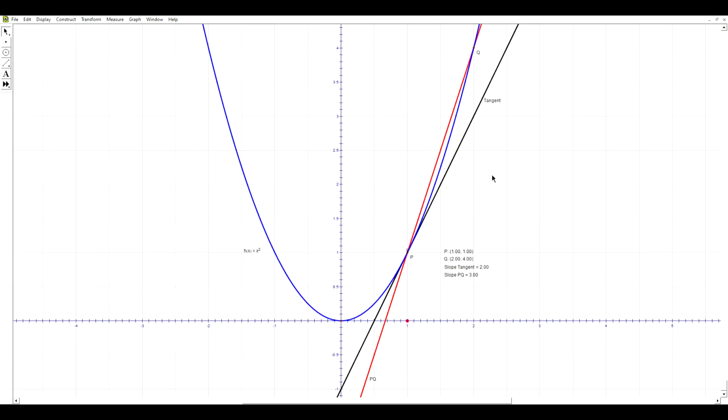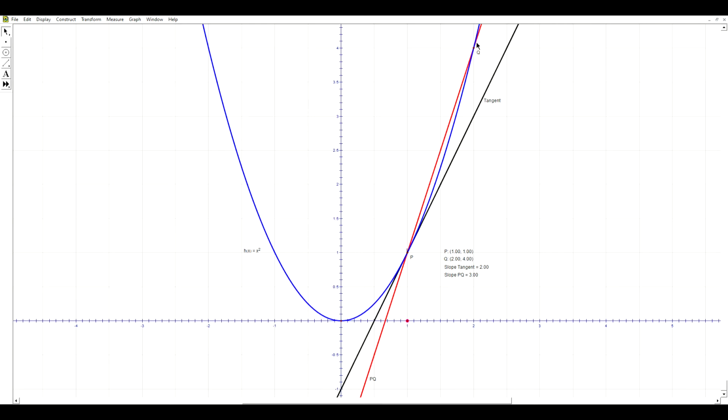Let's see how this would look in real time using this interactive model. We have point P written here and it's going to stay here. Its coordinates are 1, 1. That'd be right there. We have Q set to the coordinates 2, 4.